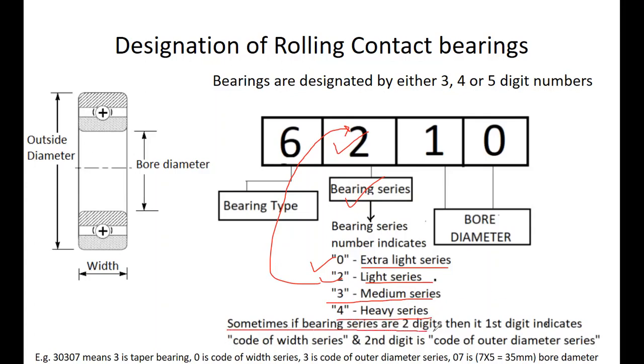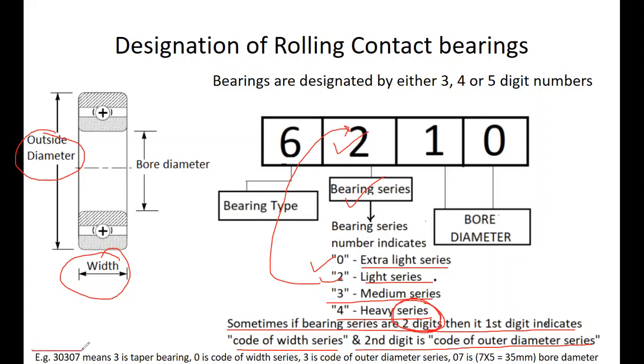Sometimes the bearing series is 2 digits. Then its first number indicates the code of width series and the second digit indicates the code of outer diameter series. This is when the bearing series is indicated by 2 digits.